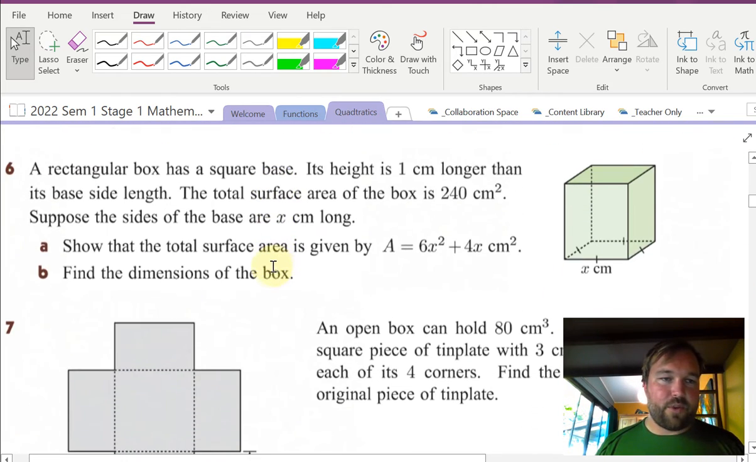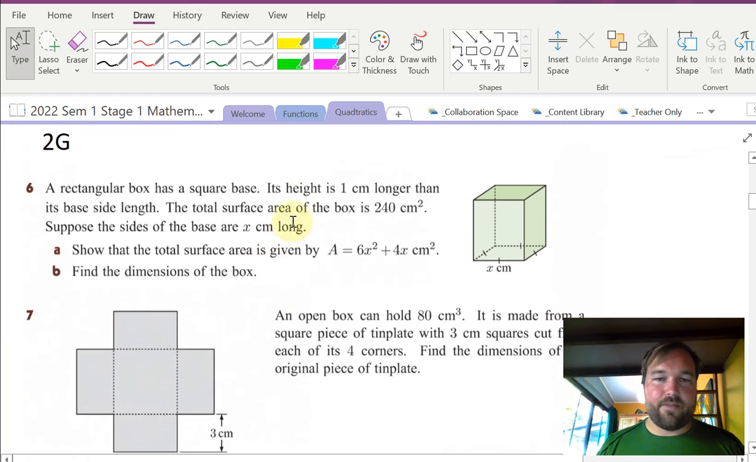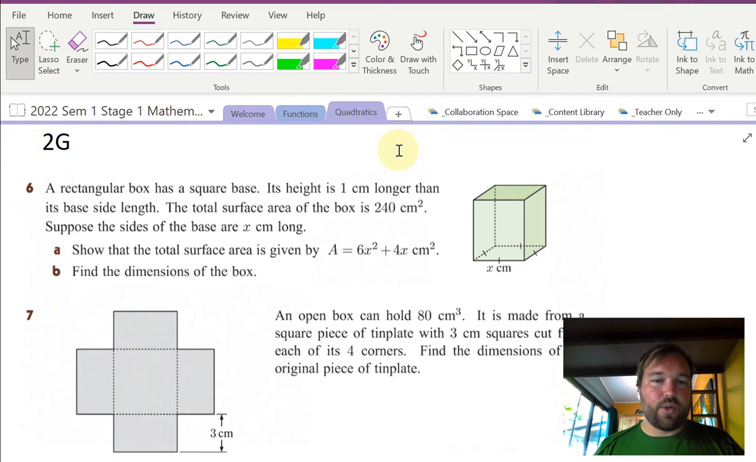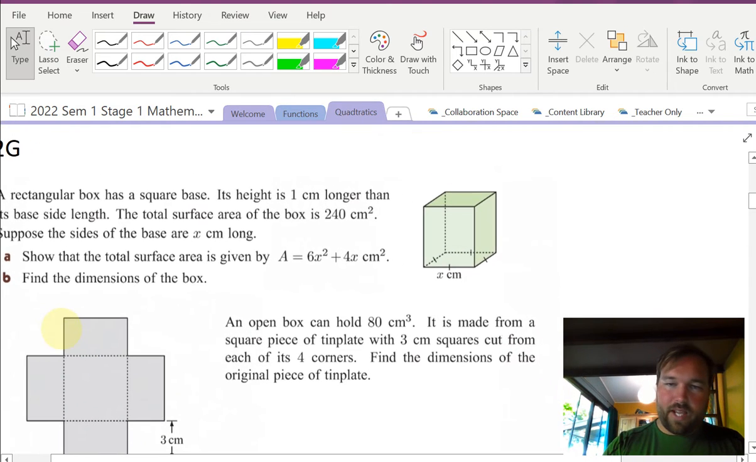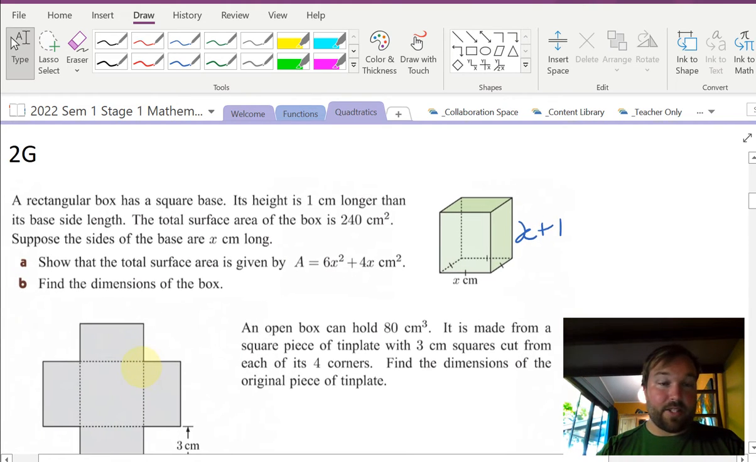Alright, still in 2G. Question 6. A rectangular box has a square base, and its height is 1 centimeter longer than its base length. The total surface area of the box is 240 centimeters. Suppose that the sides of the base are x centimeters long. Show the total surface area is given by A equals 6x squared plus 4x. Alright, each of these heights is x plus 1. Now we are assuming that it has a top. A rectangular box has a square base, so we're assuming it has a bottom and a top.